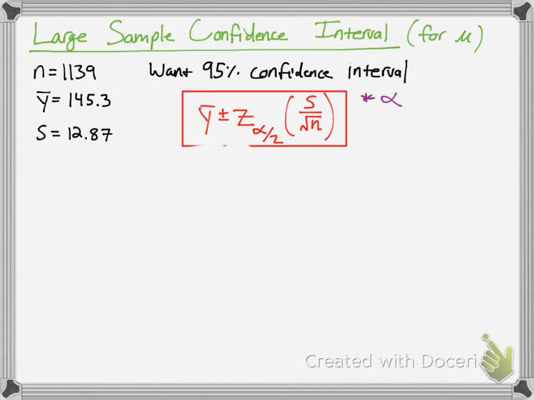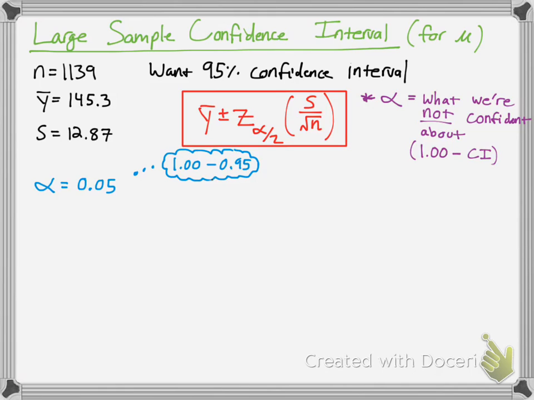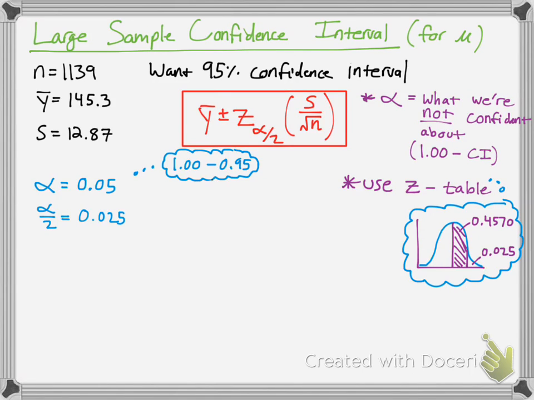Alpha pretty much is what we're not confident about. So it's 1 minus your percent confidence interval. We're 5% not confident about choosing the wrong answer. So simply divide that by 2. Doing the calculations for this one, it would be 1 minus 0.95, which is 0.05, or 5%. And that divided by 2 is 0.025, or 2.5%, when using the formula.